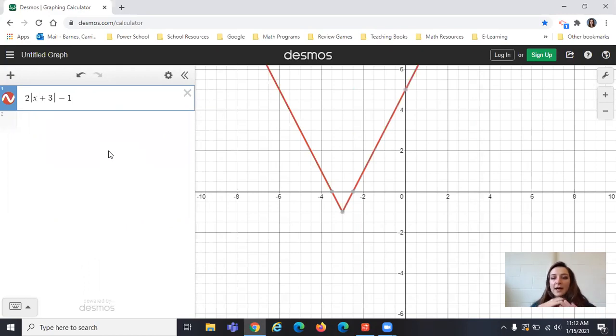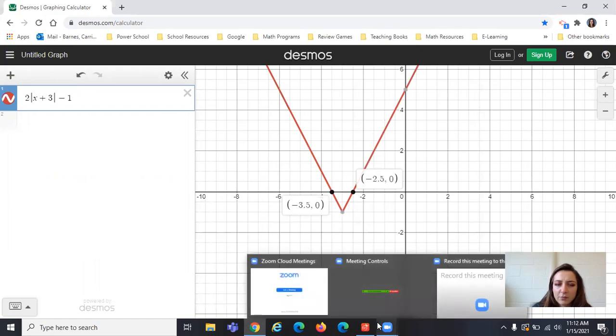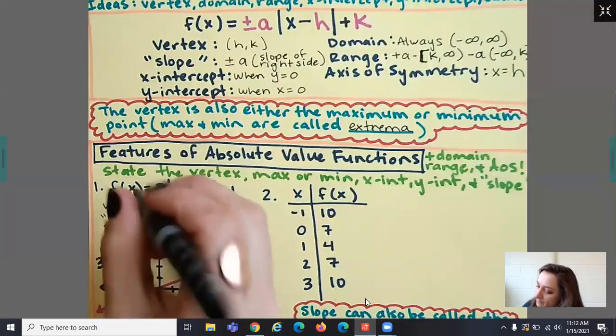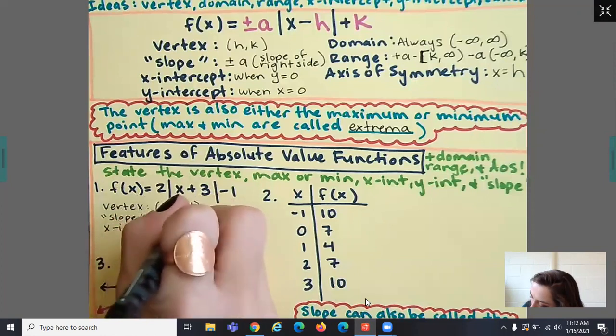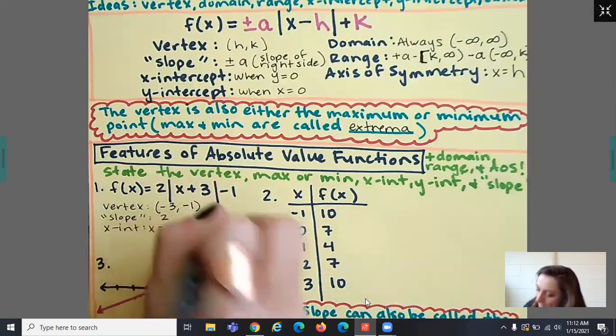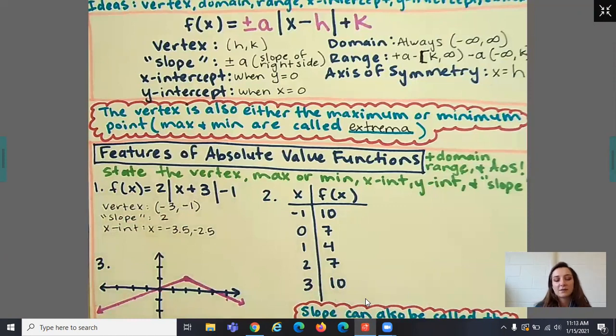minus 1. Okay, and since we're talking about where y equals 0, that also means where it's crossing the x-axis. So this is crossing the x-axis at negative 3.5 and negative 2.5. So that means that our x-intercepts are negative 3.5 and negative 2.5. You can also see your vertex down here, which was at negative 3, negative 1. And with the x-intercepts, just remember it's always going to be x equals, because we're looking at an x value.